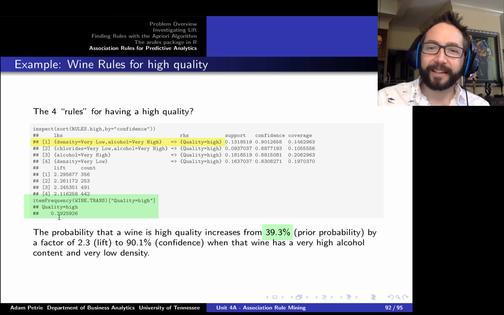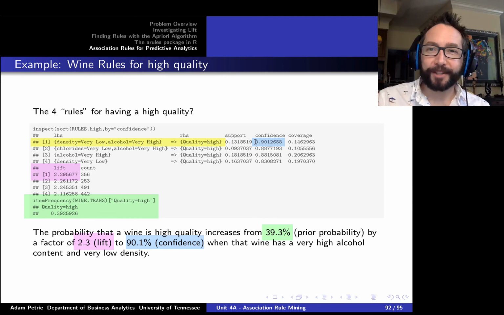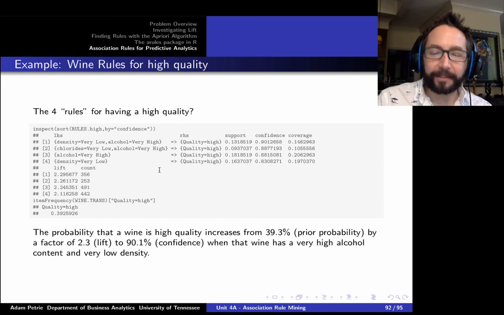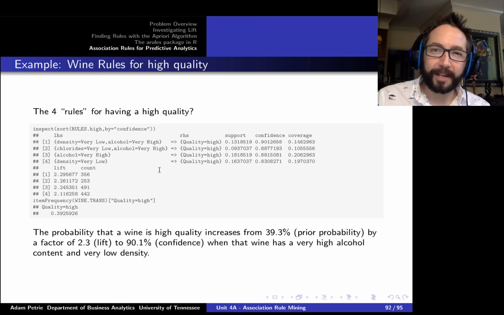But what this rule is telling us is that if we know the density is very low and the alcohol is very high, that probability increases by a factor of the lift, 2.3, up to a posterior probability of 90.1%, the confidence. So the prior probability of having a high quality wine is about 39%. Among this particular combination of characteristics, that probability skyrockets up to about 90%. And so we can scan down the list of rules and figure out what matters when it comes to having a wine be high quality.